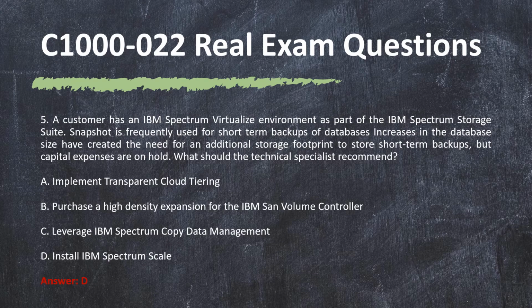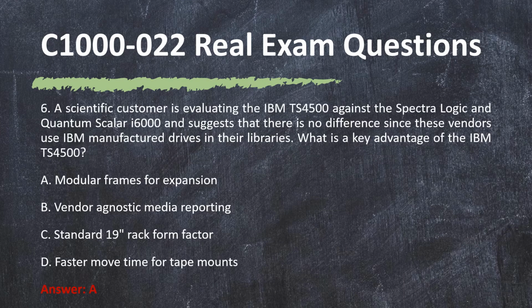5. A customer has an IBM Spectrum Virtualize environment as part of the IBM Spectrum Storage Suite. Snapshot is frequently used for short-term backups of databases. Increases in the database size have created the need for an additional storage footprint to store short-term backups, but capital expenses are on hold. What should the technical specialist recommend? A. Implement transparent cloud tiering. B. Purchase a high-density expansion for the IBM SAN Volume Controller. C. Leverage IBM Spectrum Copy Data Management. D. Install IBM Spectrum Scale. Answer: D.